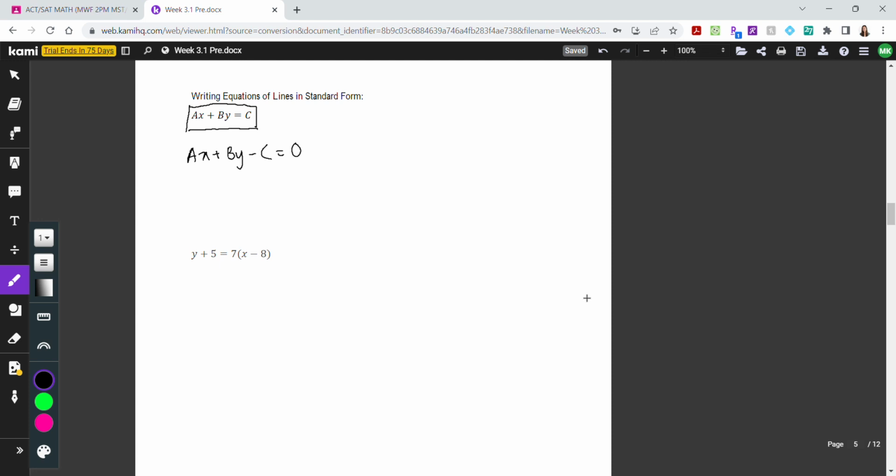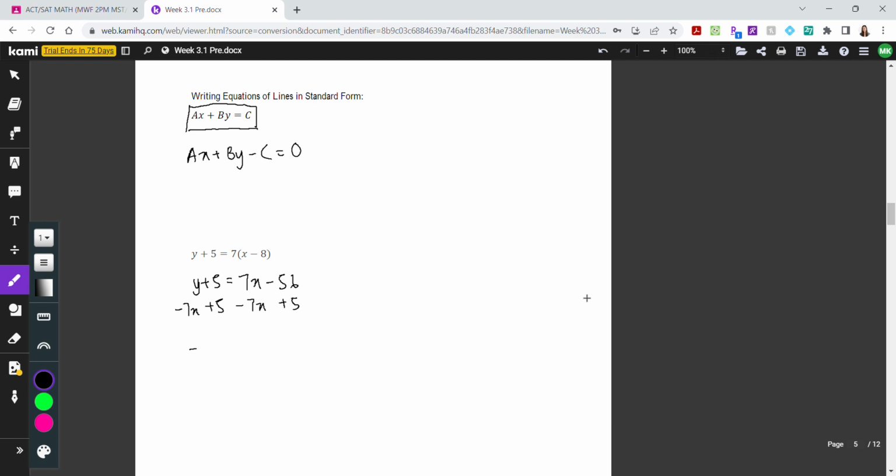So as you can see, this is what we call point slope form, and we are actually going to be learning that in a second. But first, we are going to convert this into standard form. So in order to do that, we're going to first distribute the parentheses. So we have y plus 5, because we didn't do anything to it, equals 7x minus 56. Going to add 5 on both sides and subtract 7x on both sides.